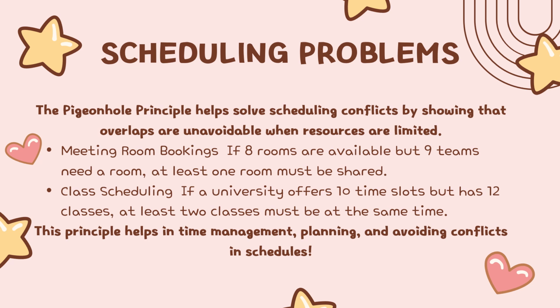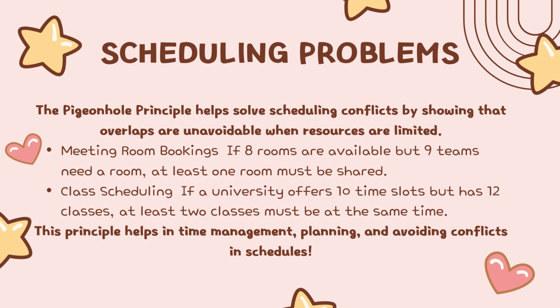Now, how does it play into scheduling problems? It helps solve these conflicts by showing that overlaps are unavoidable when resources are limited. So here's an example. If 8 rooms are available to book a meeting, but 9 teams need a room, at least one room has to be shared.